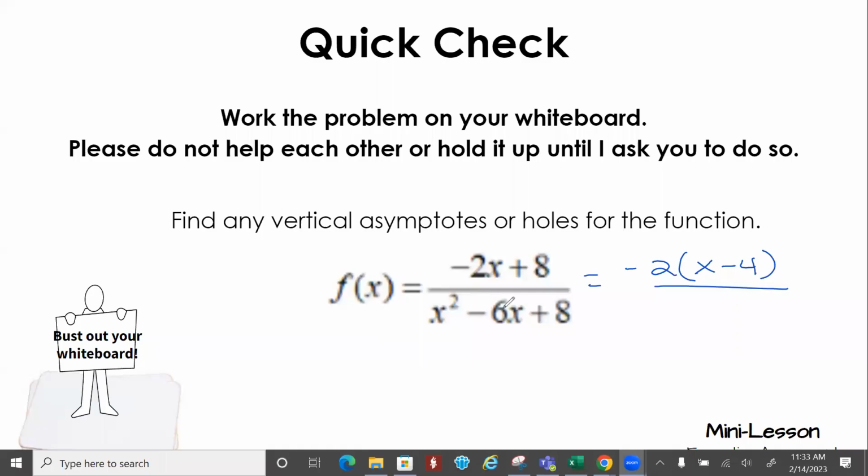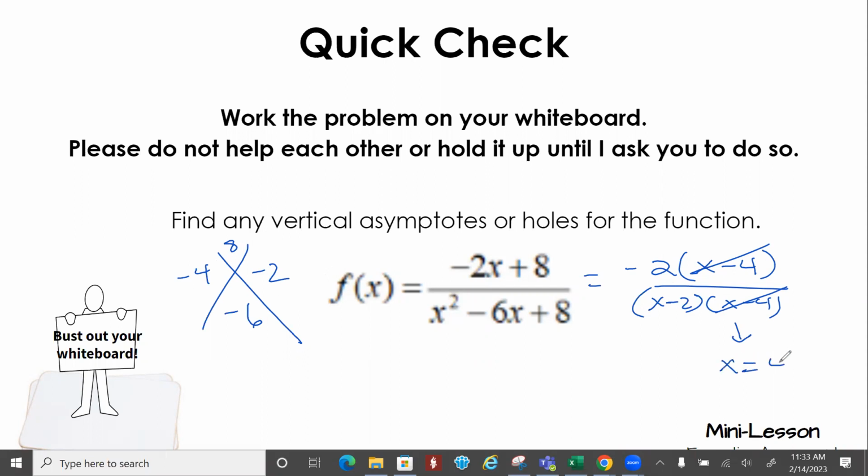Okay. So we're going to factor. A times c is going to give me 8. B is going to give me negative 6. What two numbers can I multiply together to give me 8, but add together to give me negative 6? Negative 2 and negative 4. Fantastic. So this can be x minus 2 and x minus 4. What can I cancel out? X minus 4. Okay, so that's going to be a vertical asymptote or a hole? Hole. Okay, so there is a hole at x equals 4.